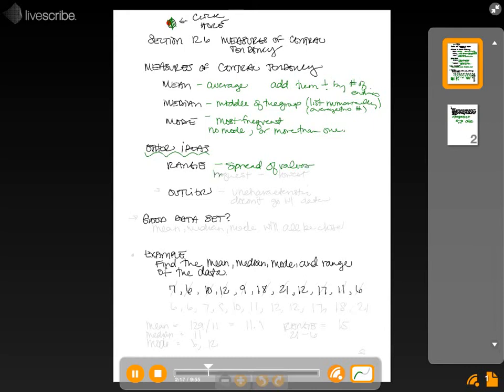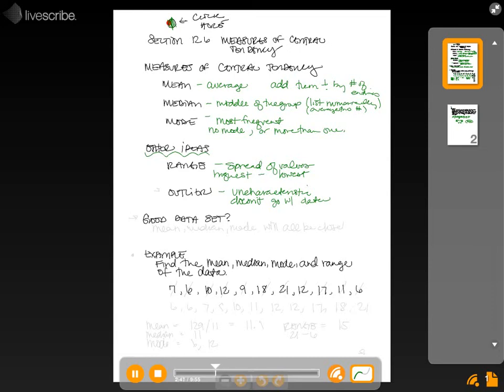And to figure out what the range is, you take the highest minus the lowest, and you get a number. An outlier is something that's uncharacteristic. It doesn't go with the data set. Now the data set, I didn't write this down, but the data set is all of your numbers that you're taking the average or that you're dealing with.